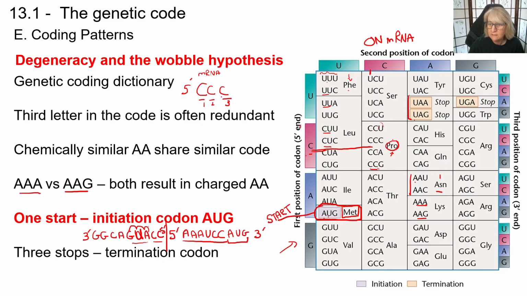There are also 3 stop codons. 1, 2, 3 here. These three stop codons stop translation. They tell the ribosome to disassemble, basically. Every code for a protein on an mRNA transcript starts its coding of amino acids at the sequence AUG, and it ends with one of these 3 stop codons.